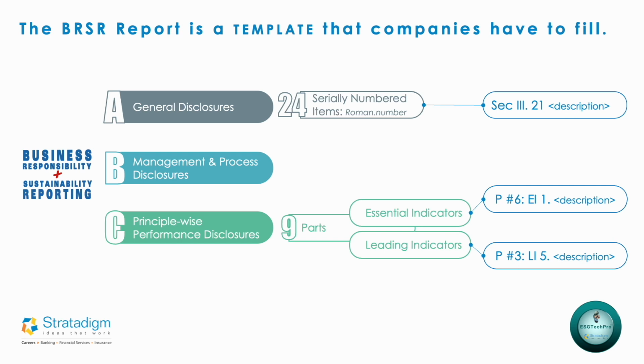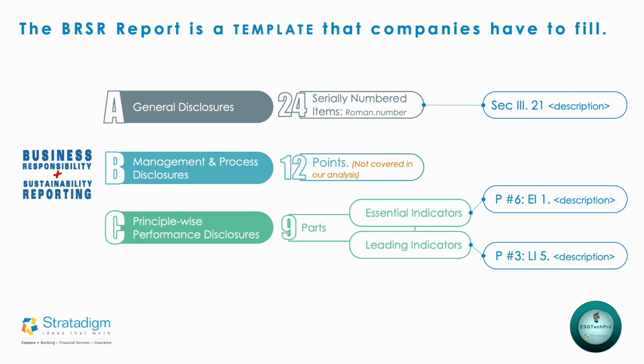Now, what is the difference between an essential indicator and a leading indicator? A leading indicator is what great companies do. An essential indicator is what everyone is expected to do. Everyone is expected to get up in the morning and exercise. A leader might run a marathon every day. You don't have to run a marathon, but at least get up in the morning and exercise. That's the difference between essential indicators and leading indicators.